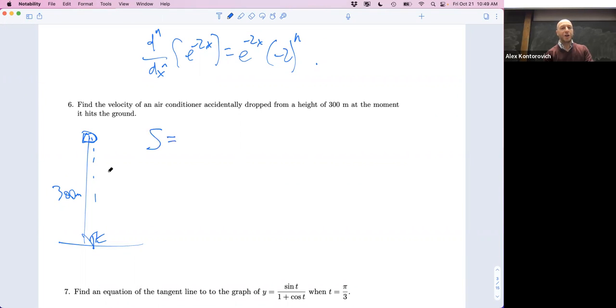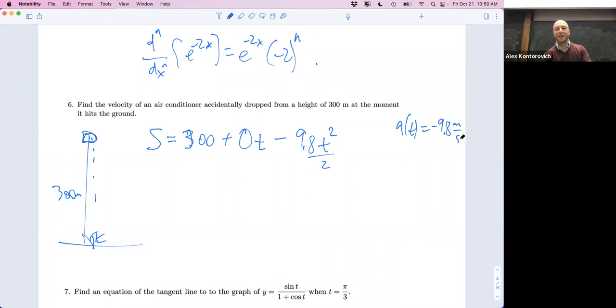So S, our initial position, is 300 meters above the ground. Our initial velocity is 0, so there's no velocity, plus 0 t. And what is the acceleration due to gravity? It's minus 9.8 t squared over 2. The acceleration due to gravity is negative 9.8 meters per second squared.